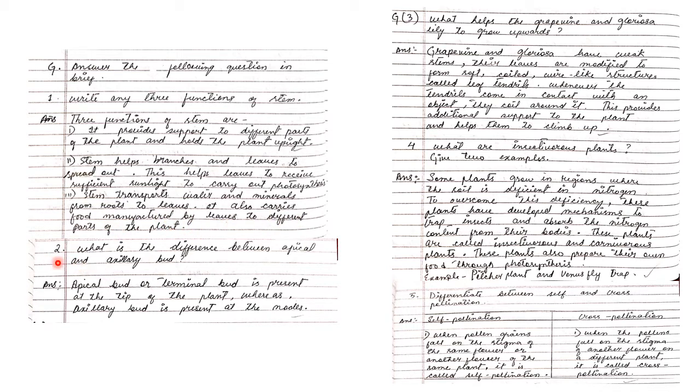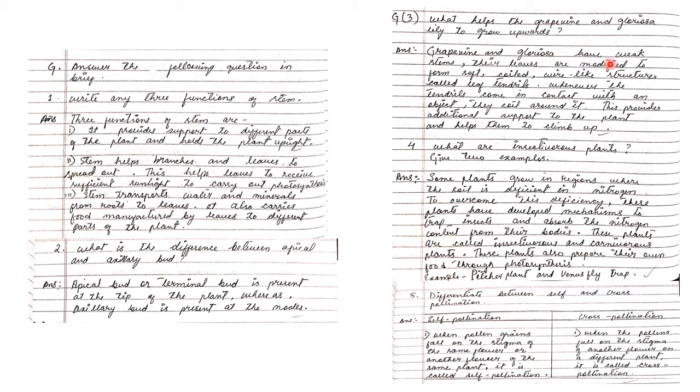And now number 2. What is the difference between apical and axillary bud? Apical bud or terminal bud is present at the tip of the plant, whereas axillary bud is present at the nodes.